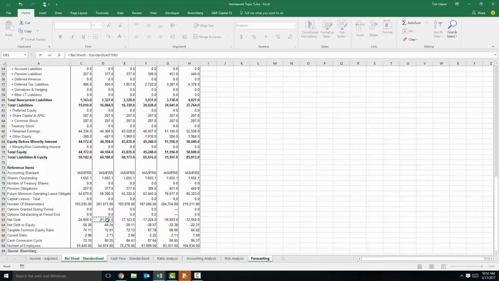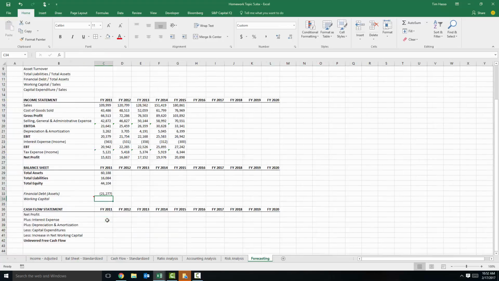So D83 will give you the net debt or the financial debt that H&M has. The next item that we need is working capital. Now, working capital is a bit tricky because what working capital stands for is your current assets excluding cash minus your current liabilities excluding short-term debt. And again, if you hover over working capital, you'll see a comment there that gives you the definition.